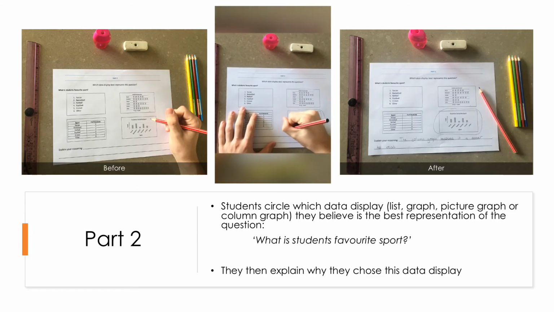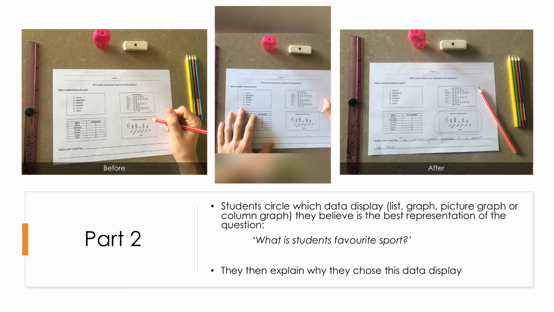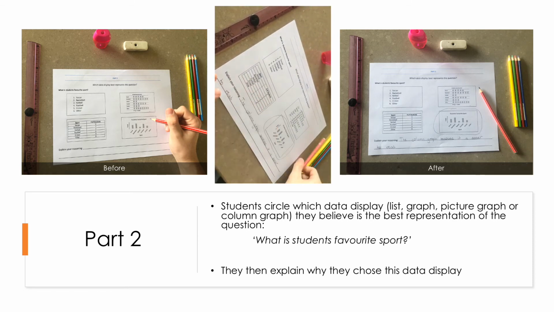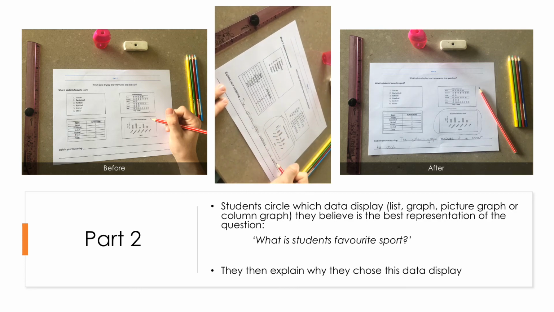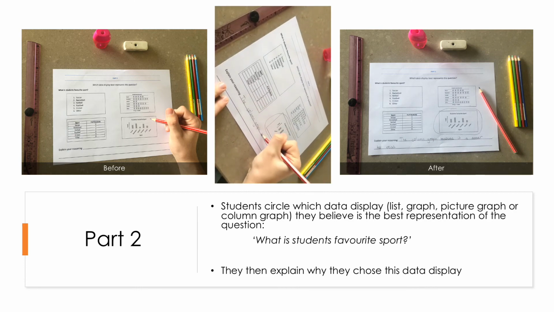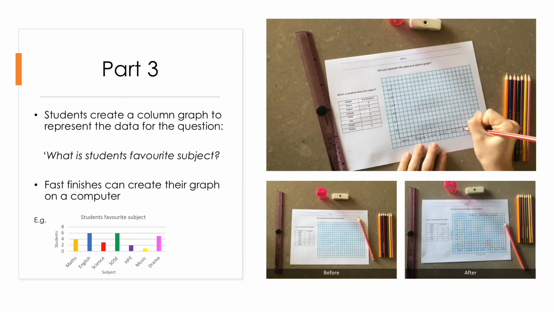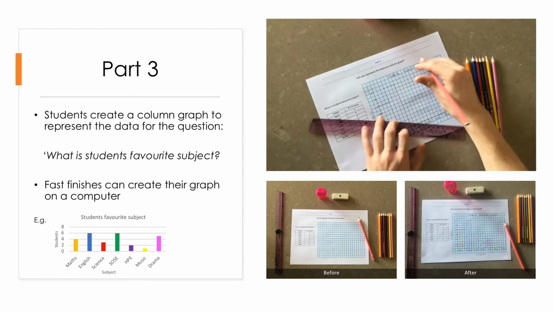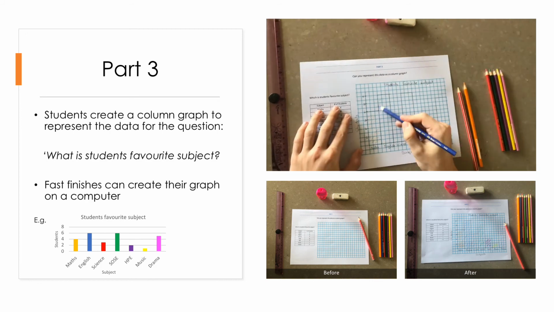In Part 2, students are provided with an inquiry question: what is students' favourite sport? And they must decide which data display is the most suited to representing this question and explain their reasoning. This is a new concept as students are not required to compare data displays in previous year levels. Finally, students will have to create a column graph to display the provided data on students' favourite subjects. This portion of the activity is the most relevant as students are required to do this for the unit assessment.